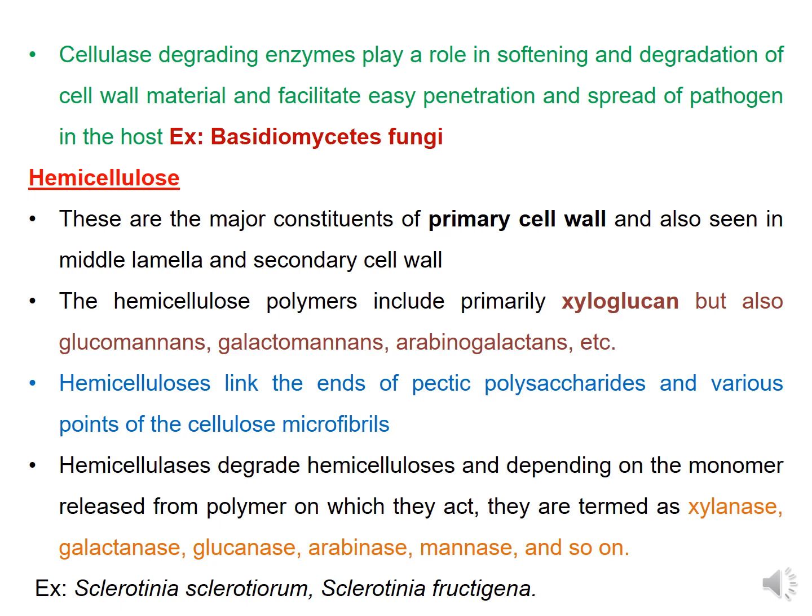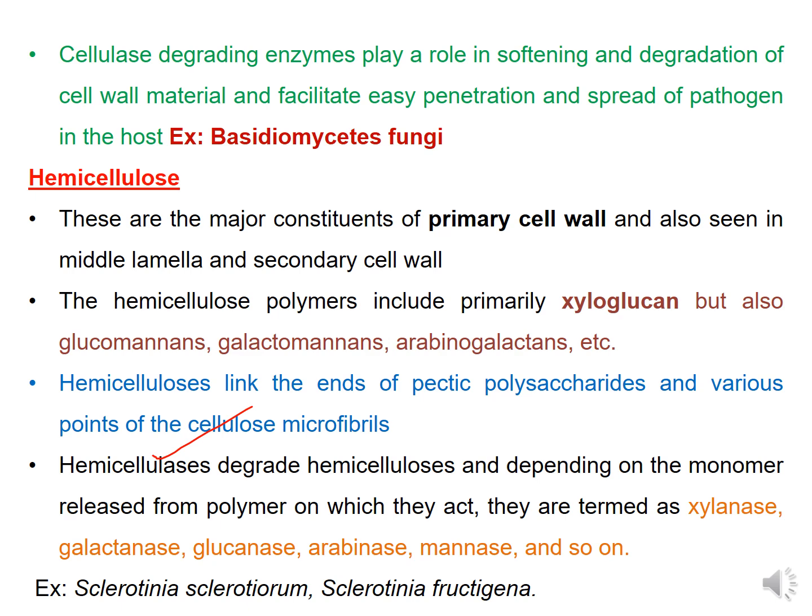After cellulose, we will learn about hemicellulose, what it is and what are the different enzymes produced to degrade it. Hemicelluloses are the major constituents of the primary cell wall and are also seen in the middle lamella and secondary cell wall. These hemicellulose polymers include primarily xyloglucan, but also glucomannans, galactomannans and arabinogalactans. Don't get confused with these words, xyloglucan and glucomannans.